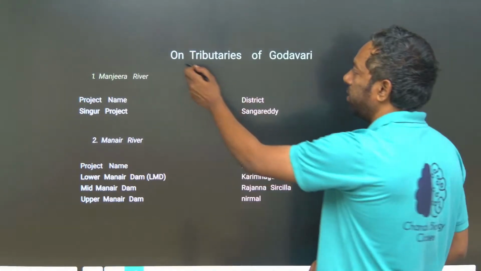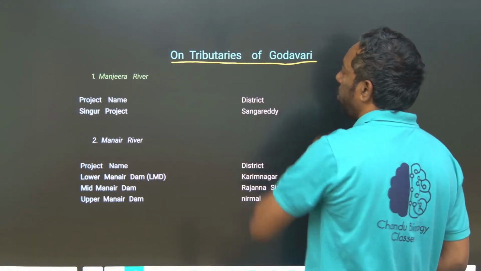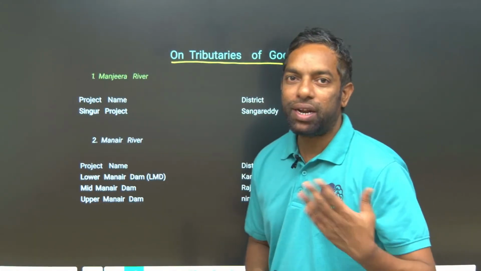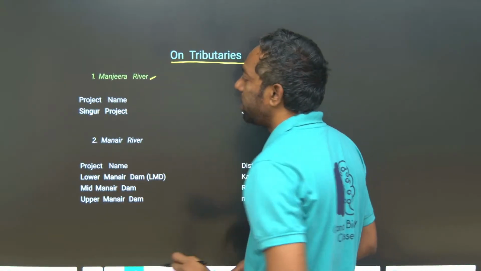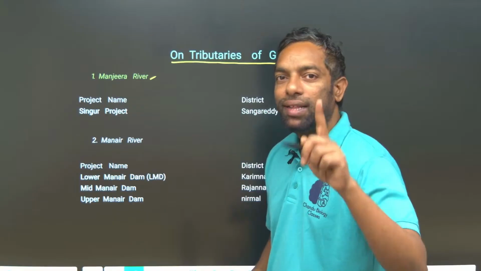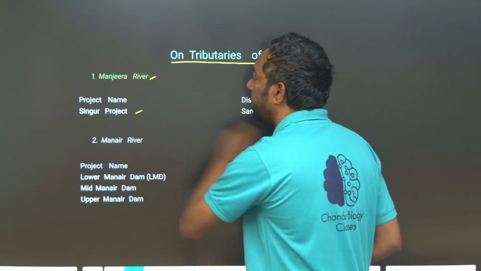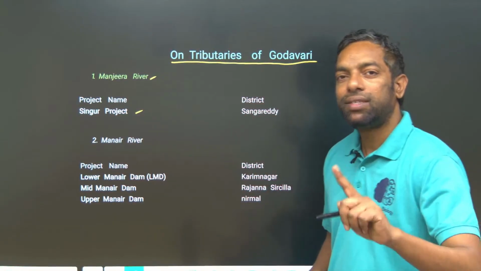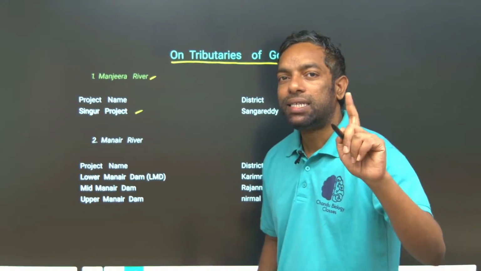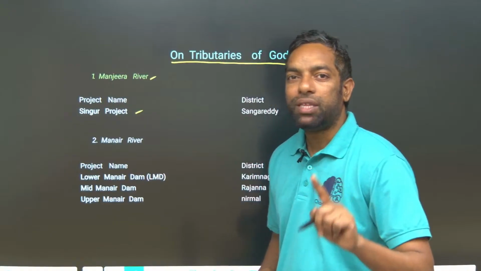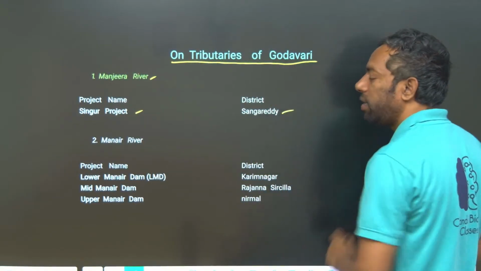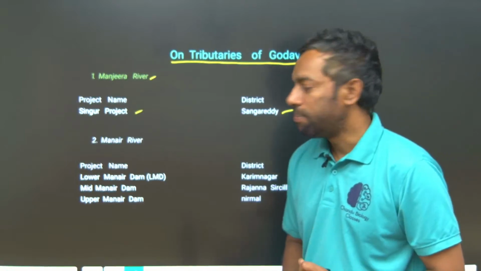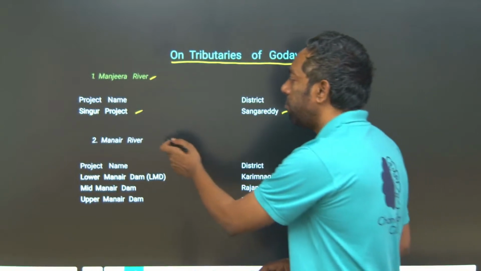Godavari and tributaries. A Godavari tributary is what? Manjira. Manjira is the river which is a tributary of the Godavari. There is a project, the Singur project. There is an irrigation project on the river Manjira named Singur project. This is located in the district Sangareddy.